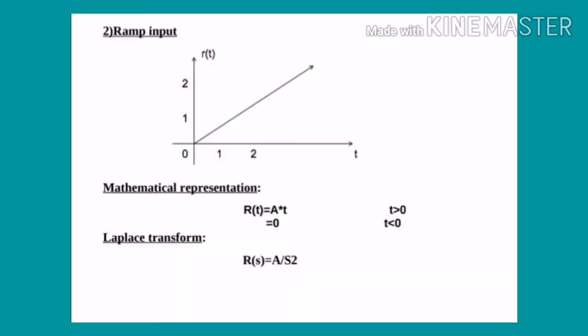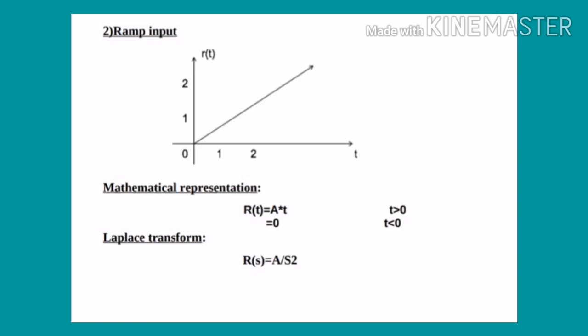Let us see the next signal, that is ramp input signal. As you can see, it appears as a straight line increasing with respect to time. At 0 it has 0 amplitude, at 1 it has some value greater than 0, then at 2 it has a somewhat greater amplitude. That is, at each time instant there is an incremental value in the amplitude. So the signal appears like a staircase.